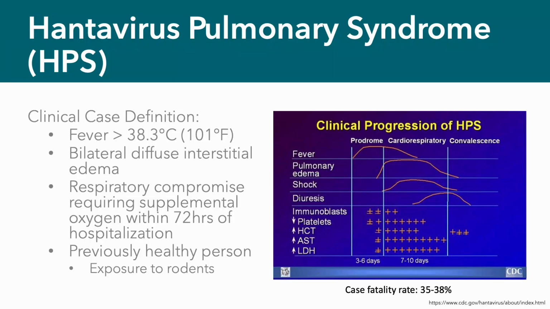If the patient survives the cardiorespiratory or cardiopulmonary phase, they will progress into the convalescent phase. This phase can be extremely rapid as well. It's important to note, too, that about 1/3 of patients who have HPS do not survive. Case fatality rates have been documented between 35 and 38%.